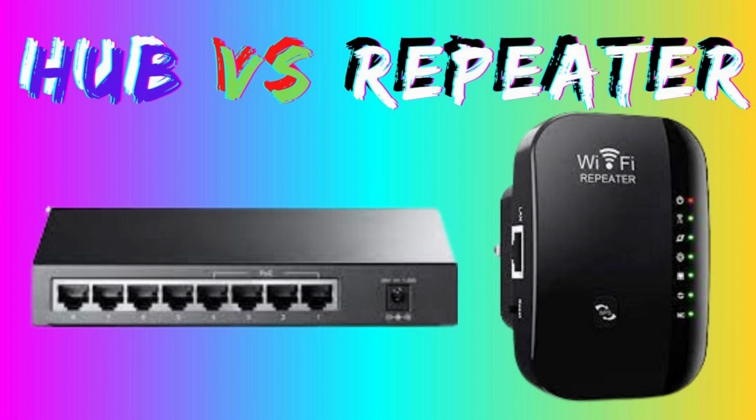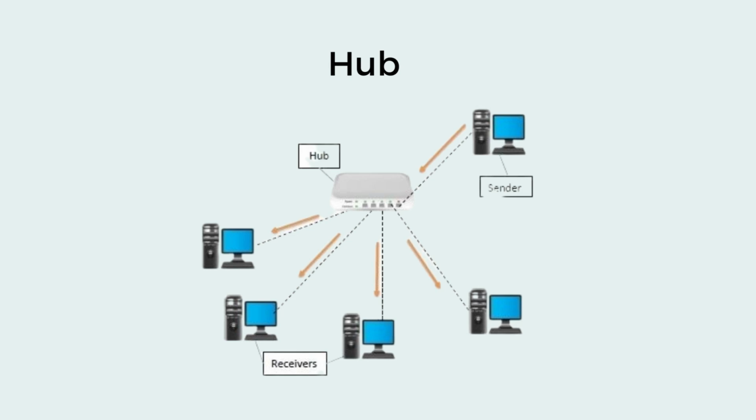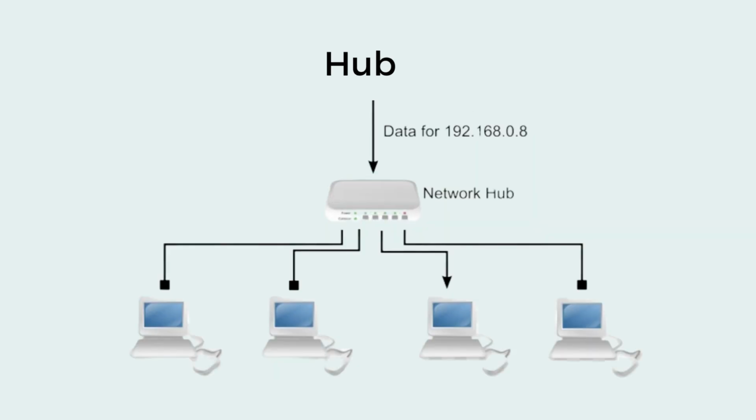In this video, I will tell you about the difference between hubs versus repeaters. A repeater has two ports, one for the incoming signal and another one for the boosted outgoing signal. A hub is able to join more than two signals. It takes the signal, boosts it, and transmits to all its ports.